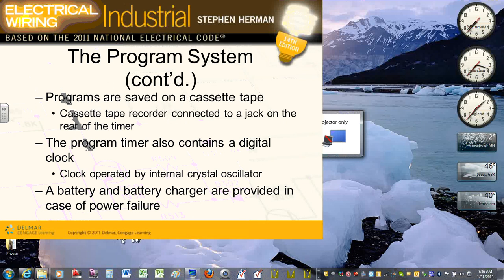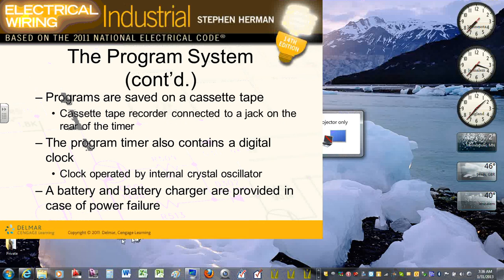Digital clocks to drive things, clock operated by internal crystal oscillator. Exactly, that's the technology that we just talked about. We have a battery and battery charger, guys, so if you lose the system, it has a battery backup. Most low voltage systems end up with a tiny little battery anyway. If you lose a system, like a security system, program system like this, or fire alarm system, all of them have some backup power that will give you probably 60 minutes or so of work out of the system if you lose the power. So your security systems are running because it's backed up.